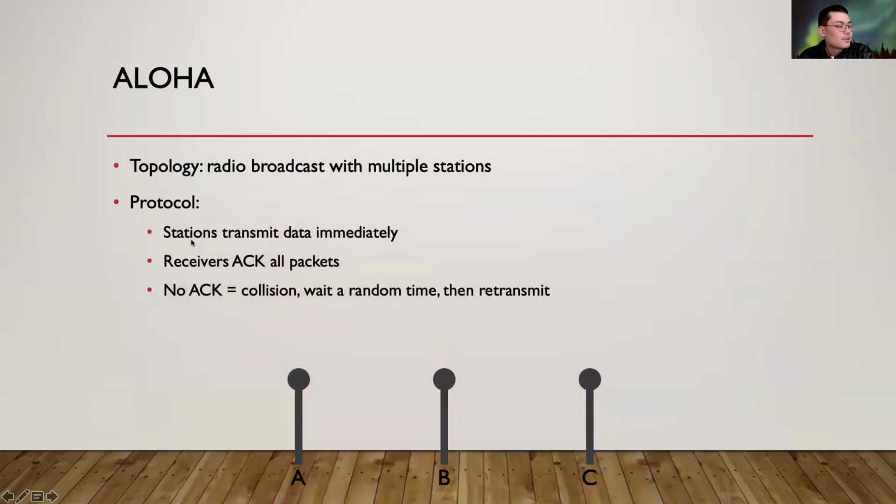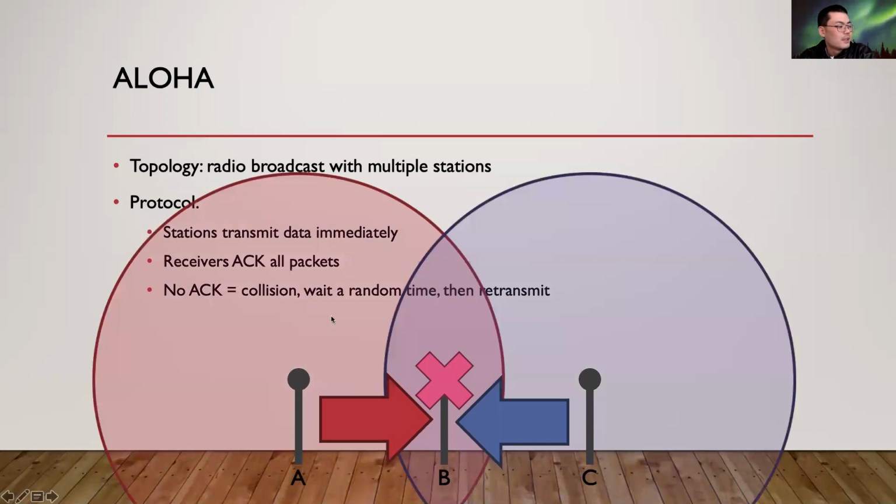So the protocol is for stations to transmit data immediately. When you want to send, you just send. But when you send, how do you know that your data is properly received? For example, A cannot detect C's signal. The reason is very simple: C's range can only reach B. When the signal propagates to A, it's too weak. So you cannot rely on A as a carrier sense to understand whether somebody is talking. A can never hear C.